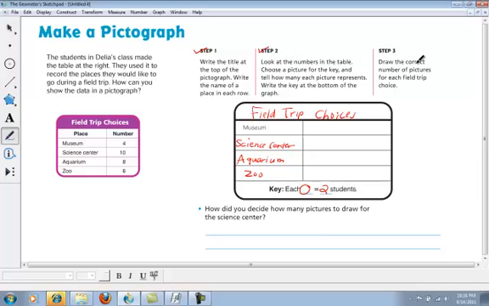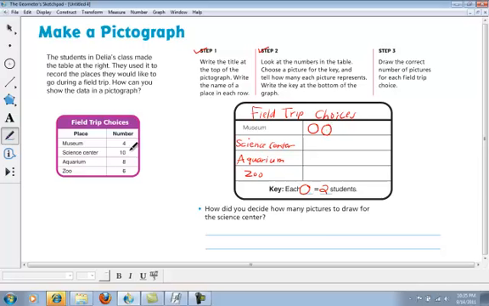Step 3 is draw the correct number of pictures for each field trip choice. Well, since each circle represents 2 students, I'm going to count by 2s as I draw my circles. And for the museum, I need to count to 4. So let's do that. 2, 4. All right, so the museum should have 2 circles because each circle counts as 2 students.